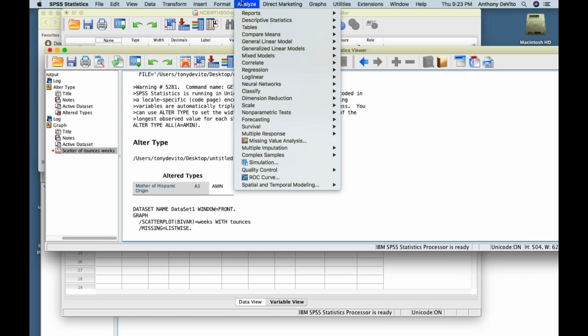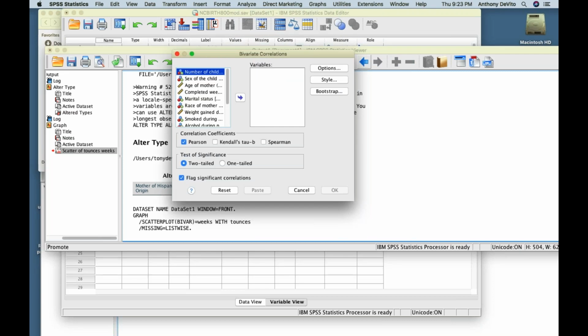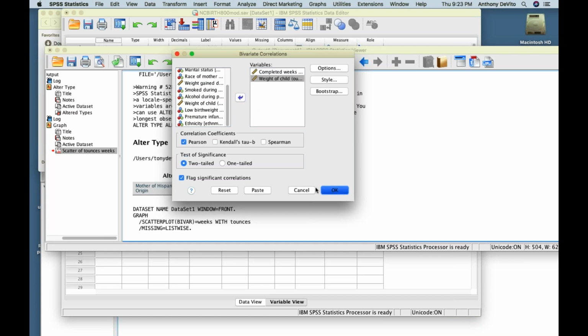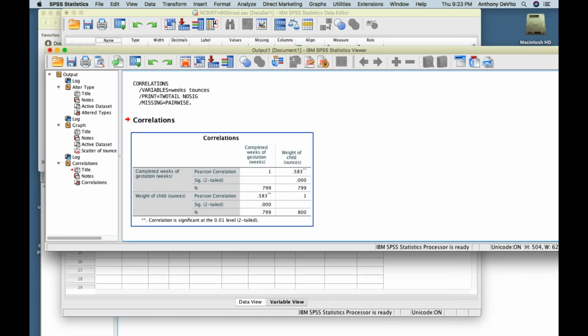Let's say analyze. I'm going to say correlate, bivariate, the two variables, the completed weeks of gestation and the weight of the child. And I'm going to go ahead and do our Pearson's analysis. Okay, so what do we have here? Well, we don't have as strong an association as our pizza and our Subway fare, did we? That was an unusually strong association. But look, 0.583. It does seem like there is a pretty strong association, right? This is closer to 1 than it is to 0.